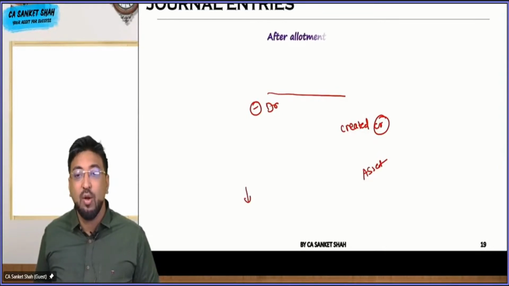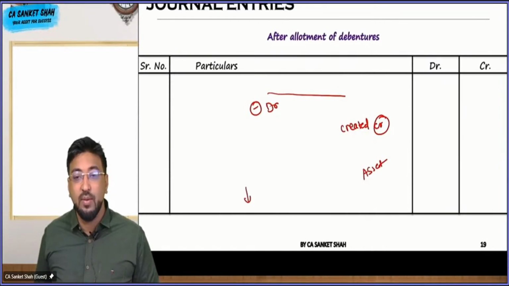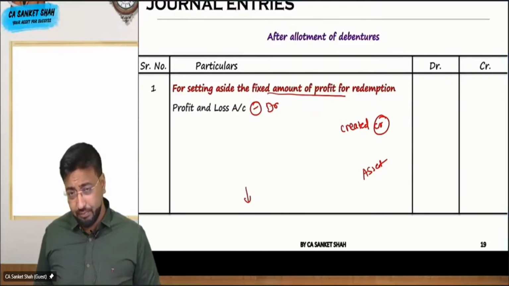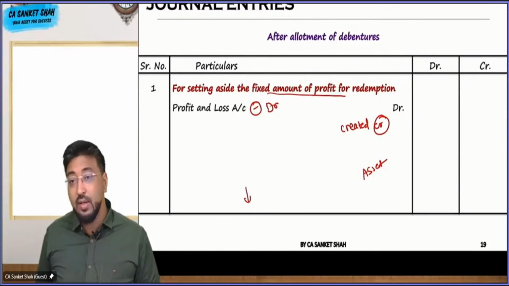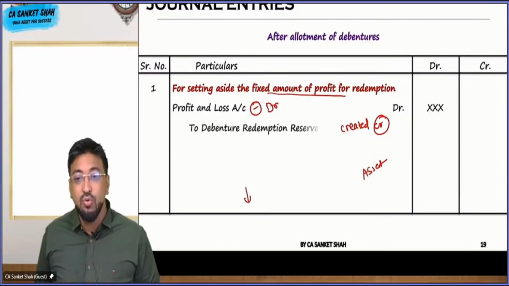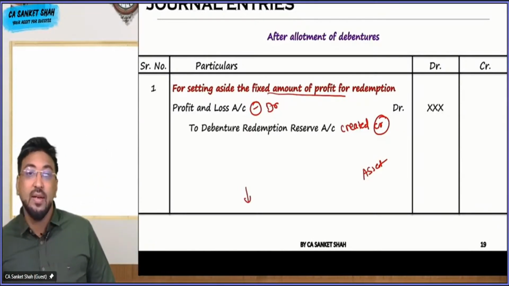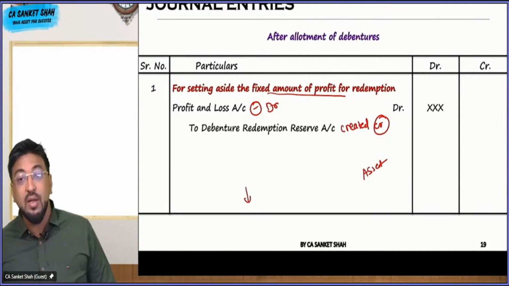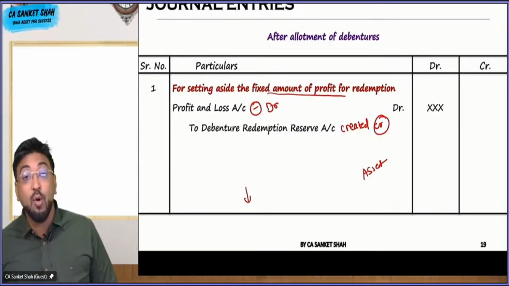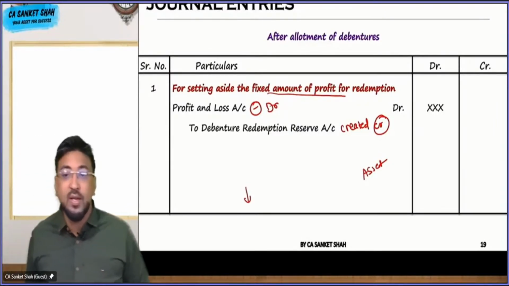So in case of allotment of debentures, your first entry will be, beta, what is the entry for setting aside the profit for redemption purpose, that is profit and loss account debit. You can see here P&L account will be debited to debenture redemption reserve. So what is the difference? CRR is created at the time of redemption, but DRR is created at the time of allotment of debenture. So after 1 year you have to create it.